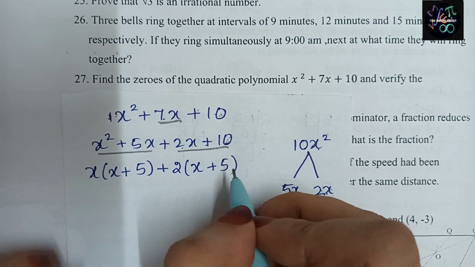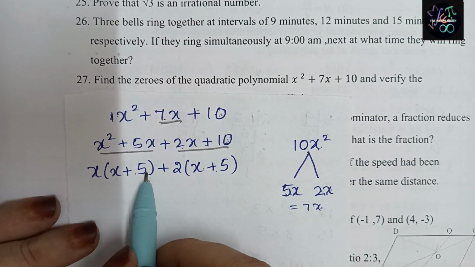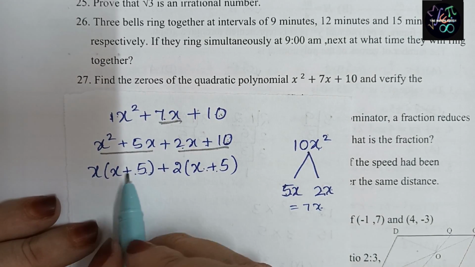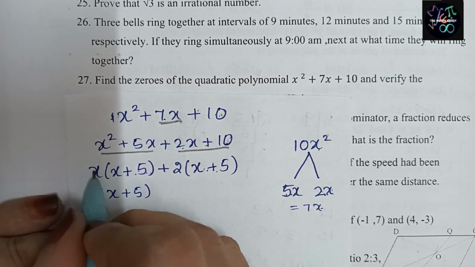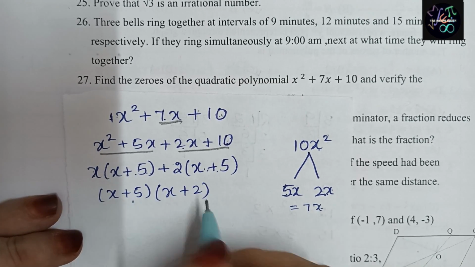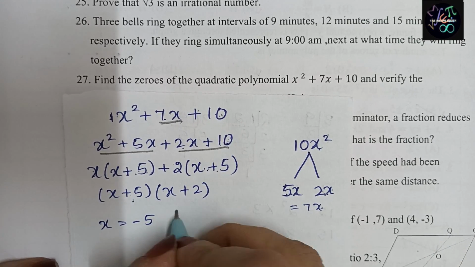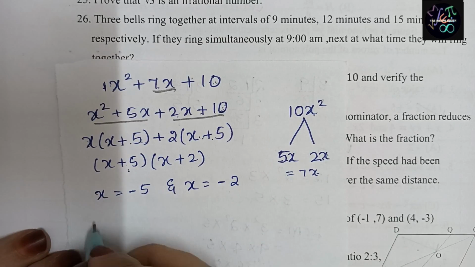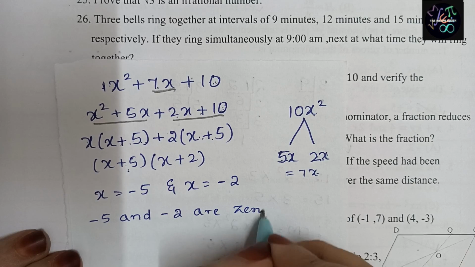See, in zeros of polynomial and factorization we should get a common bracket. If we don't get a common bracket, then something is wrong, we have done something wrong. So here we got the common bracket, that is x plus 5. I have taken the common bracket outside. Then what remains? X plus 2. Now x is equal to plus 5, if we take this side, minus 5, and x is equal to plus 2, if we take this side, minus 2. Now we can write that minus 5 and minus 2 are the zeros of the polynomial.